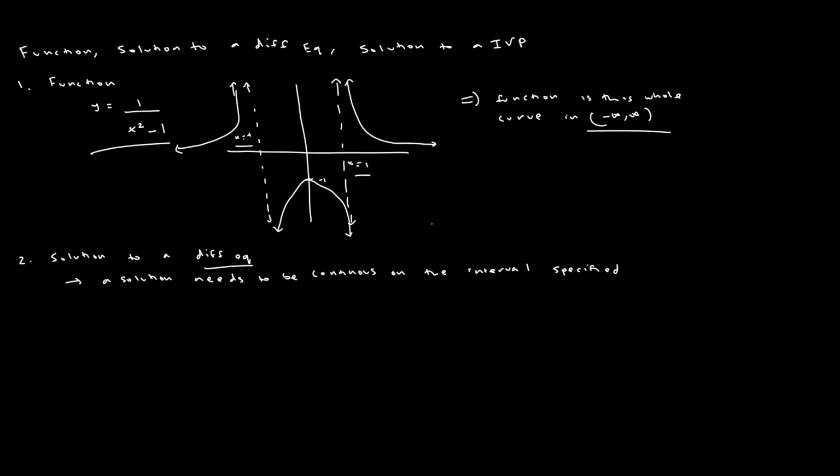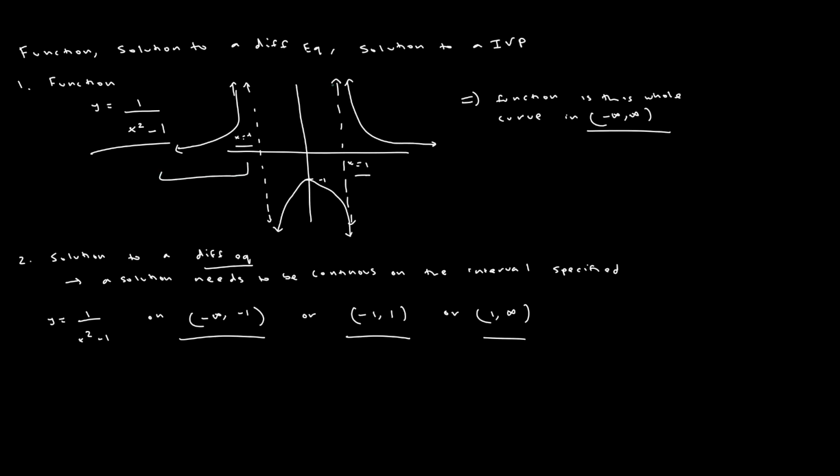But what we can do is say that the solution is y is equal to 1 over x squared minus 1 on maybe -infinity to -1, or -1 to 1, or 1 to infinity. And depending on which interval we define, we're only going to have a separate solution, right? So if we're talking about the solution between -infinity to -1, we're only worried about this curve right here. The rest of it doesn't matter. And likewise for the other intervals, 1 to infinity or -1 to 1.